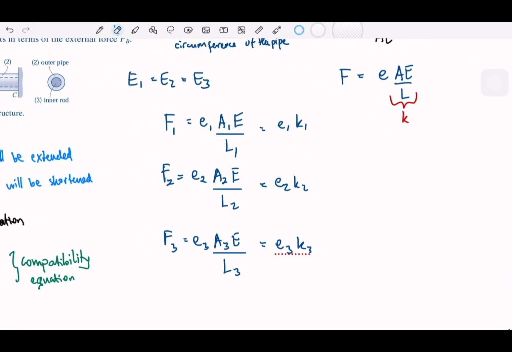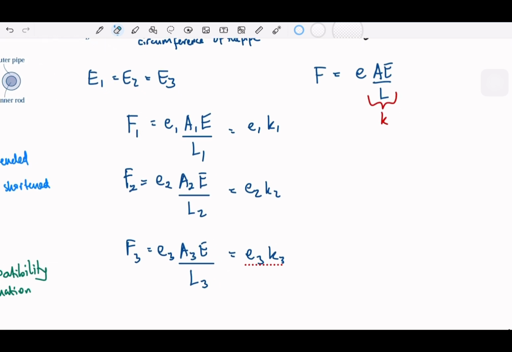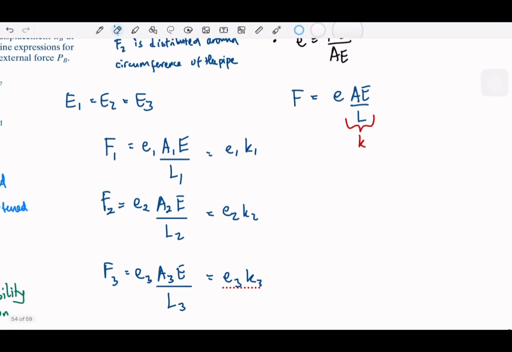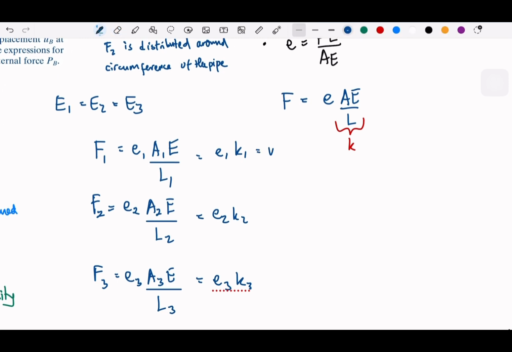For example, here we can have this. But since we see from what we have here the negative UB, if we want to write in terms of UB, we are going to exchange everything here into UB. Then we can write this as K1 UB. This one also K2 UB but negative. This is also negative K3 UB. And we can add this.